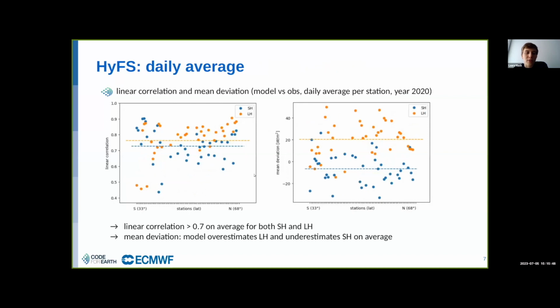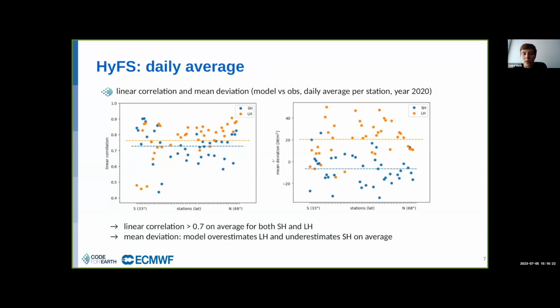And yeah, so these differences in 0 UTC and 12 UTC measurements motivate us to look at the daily average values. So this is now the same plot type, but the daily average over all these 4 measurements, 0, 6, 12, and 18 UTC. And again, on the left side, the linear correlation versus the location of the station. And now you can see that on daily average, the correlation is more than 0.7 for both fluxes, and just a few Mediterranean stations have a really low correlation.